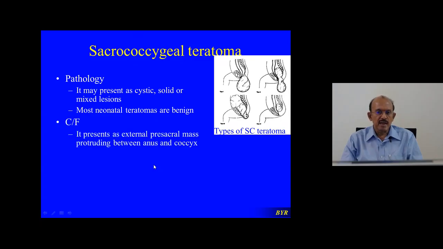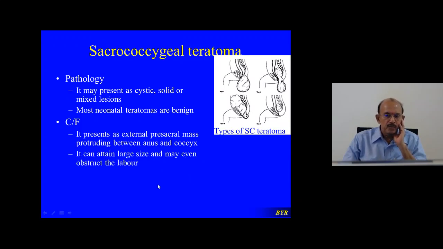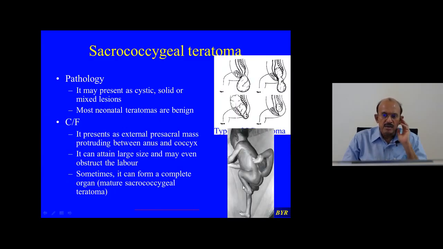Clinical features, it presents as an external presacral mass protruding between the anus and coccyx. So it initially starts as a mass between the sacrum and coccyx behind and the anus in front. It can attain large size and may even obstruct labor. Sometimes it can form a complete organ, which is called a mature sacrococcygeal teratoma. You can see here, this is one form of sacrococcygeal teratoma where a limb has formed. So sometimes a complete organ may form. That means these totipotent cells develop into an organ.